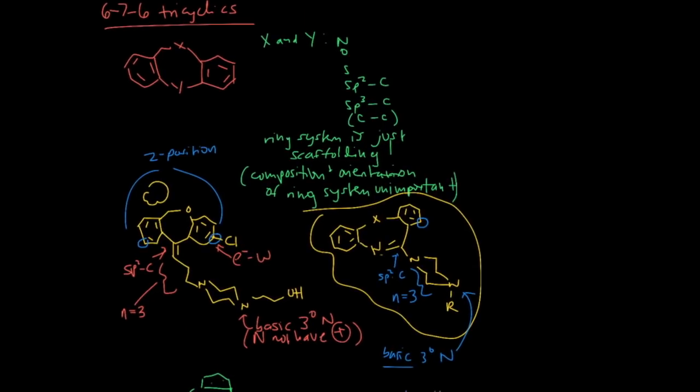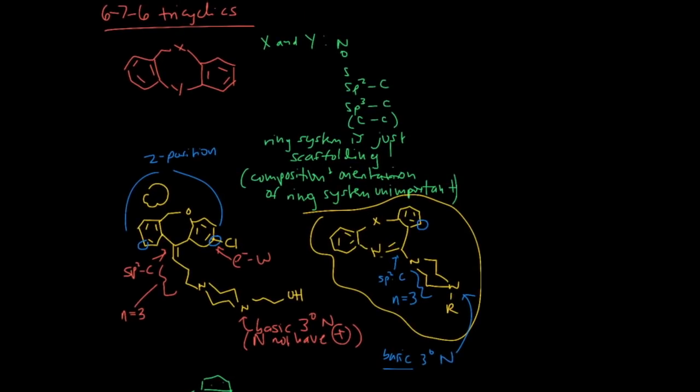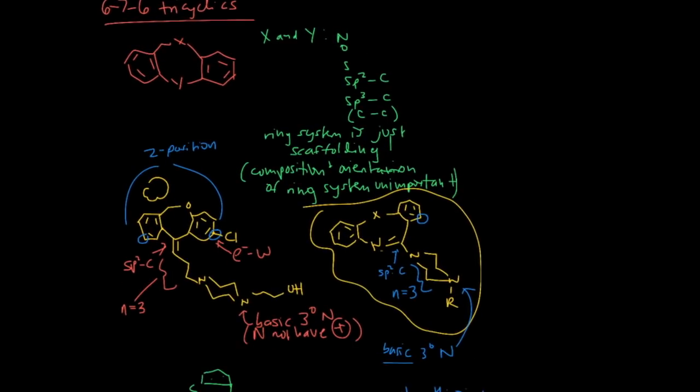Your 6-7-6 tricyclics, X and Y, can be any of the following: nitrogen, oxygen, sulfur, sp2 hybridized carbon, sp3 hybridized carbon, which is a C single bond C. Ring system is just scaffolding. Follows pretty much the same SAR as your phenothiazines. You've got your sp2 hybridized carbon, your 3 atom chain, electron withdrawing group, and your basic tertiary amine.